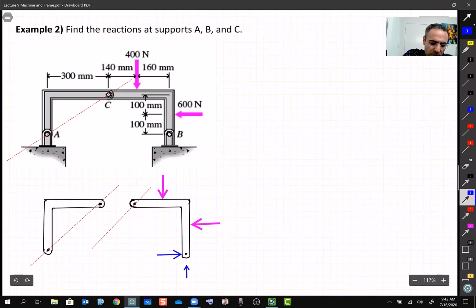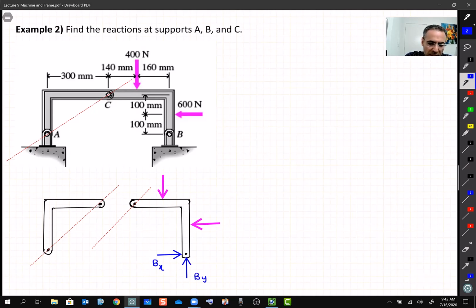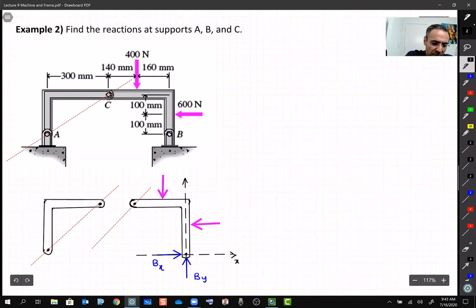B has two reactions, Bx and By. As you see again, I don't care about the direction. By direction, I mean I don't care if it is positive or negative. I let the math find out. And I always put the reaction in a positive direction for X and a positive direction for Y. So always to the right and up, we consider it positive.